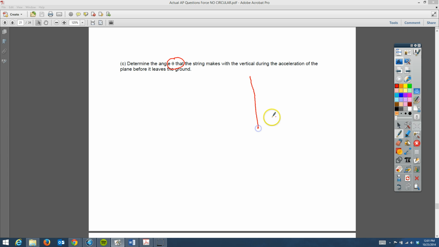So here we're going to draw this. Let's draw that a little bit better. We're going to draw a line straight down. We've got the string kind of coming back here. They want to know what is this angle right here that it makes. So let's think about the tension that we have, we've got two components.